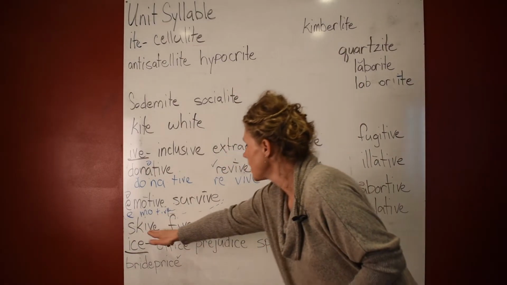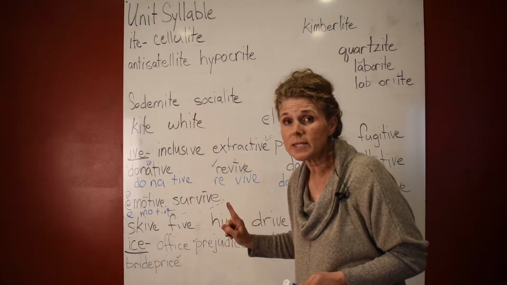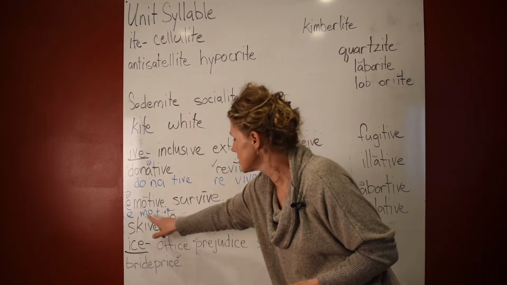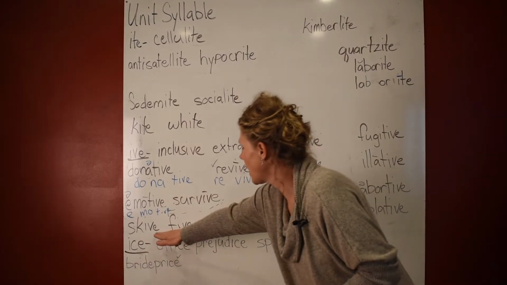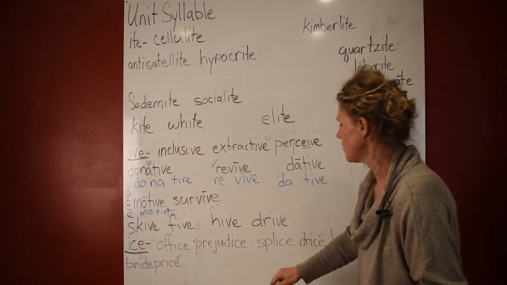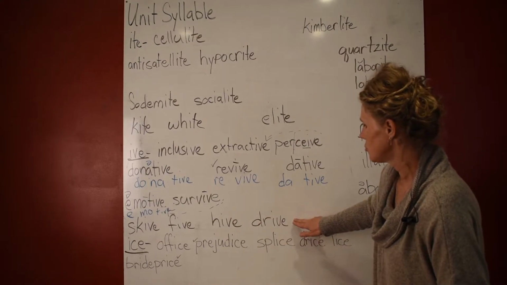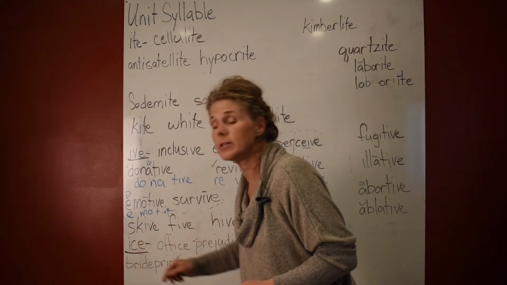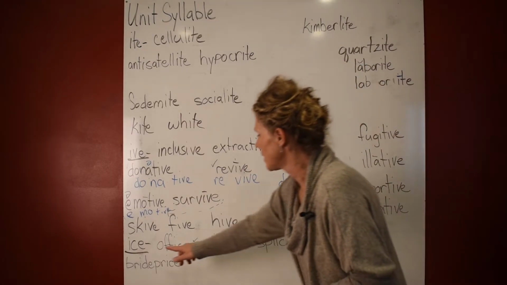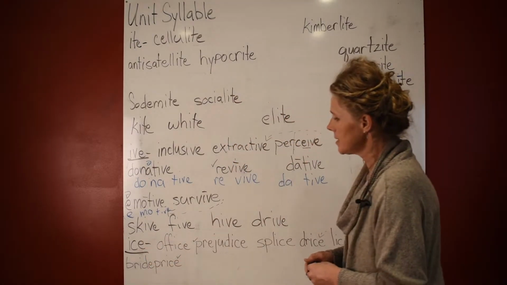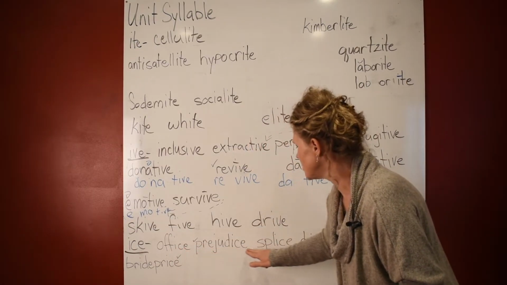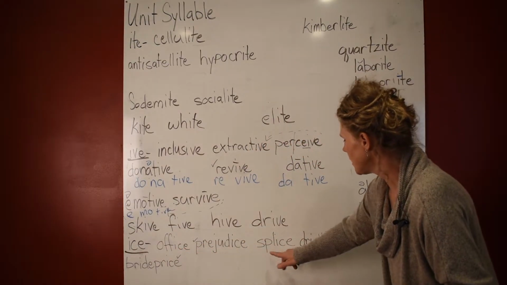So now, IVE in a 1-syllable word is not a unit syllable. It's a silent E. Kive, five, hive, drive. Now we're going to go to the unit syllable ICE. So it says its special sound, is. Office, prejudice. So now look at this.